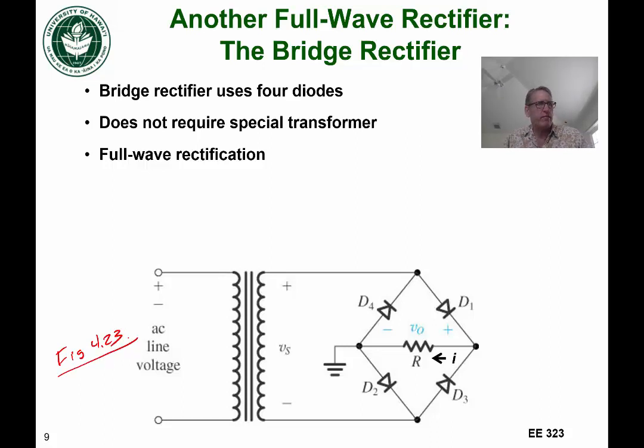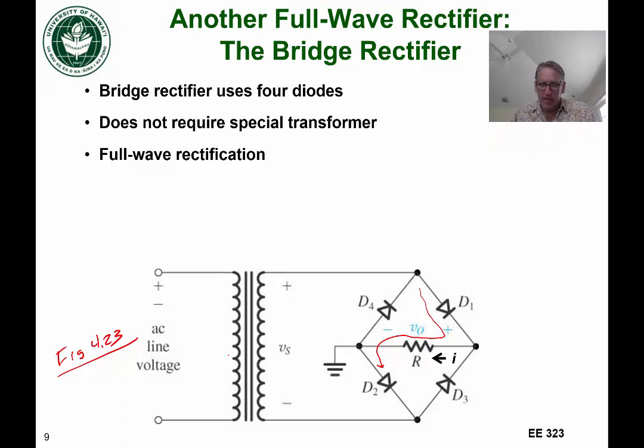So the bridge rectifier uses 4 diodes. You can see them labeled D1, D2, D3, and D4 in the circuit below. This does not require a special transformer, just a conventional transformer, and it also achieves full wave rectification. So essentially what happens is when this Vs signal is positive, we'll go through this in a second, but we're going to see that diodes D1 and D2 turn on, and we get a current path like that.